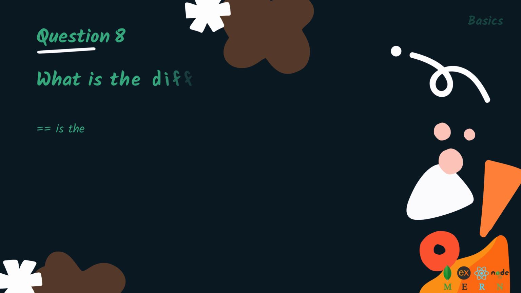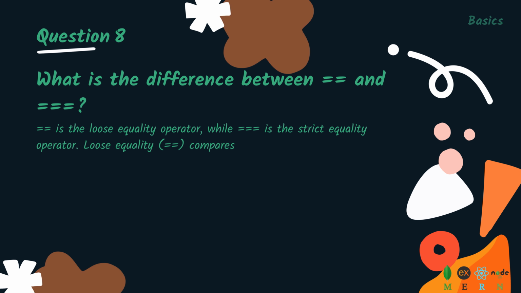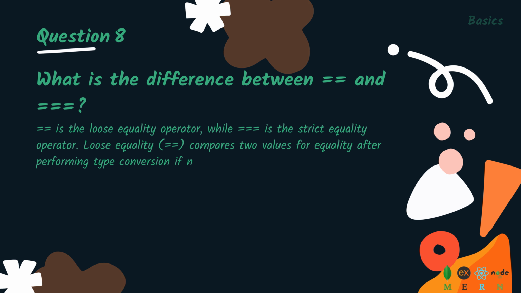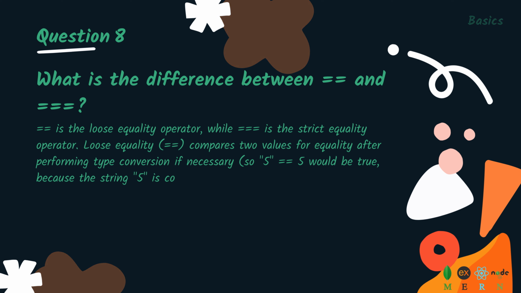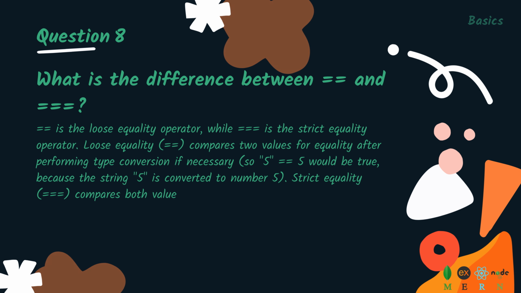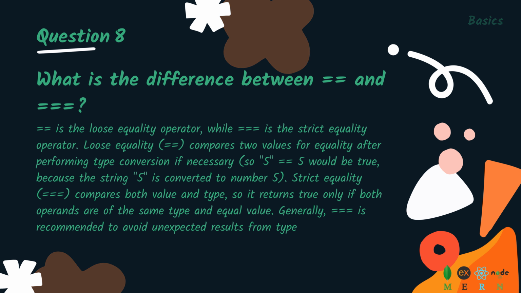What is the difference between == and ===? == is the loose equality operator, while === is the strict equality operator. Loose equality compares two values for equality after performing type conversion if necessary, so 5 == '5' would be true because the string '5' is converted to number 5. Strict equality, three equal signs, compares both value and type, so it returns true only if both operands are of the same type and equal value. Generally, === is recommended to avoid unexpected results from type coercion.